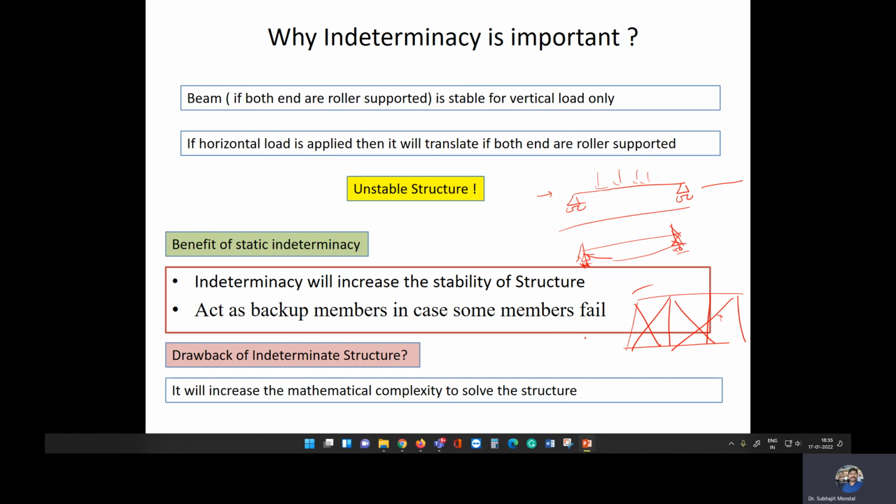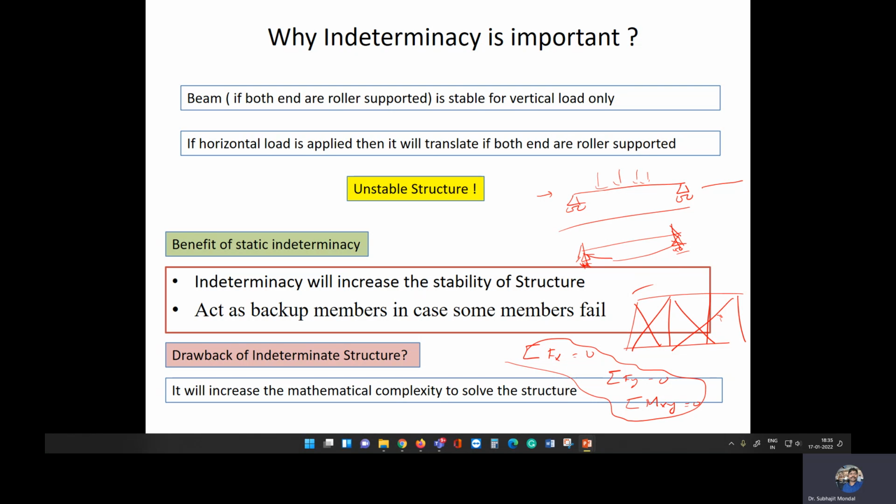For a determinate structure, only equilibrium conditions were sufficient. Equilibrium means the summation of force acting along the x direction is equal to 0, the summation of force acting along the y direction is equal to 0, and the summation of all moments acting in the xy plane is equal to 0. That is if you consider a plane structure in the xy plane only. In that case these three equilibrium equations were sufficient for a determinate structure.